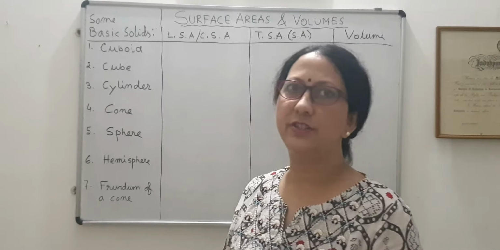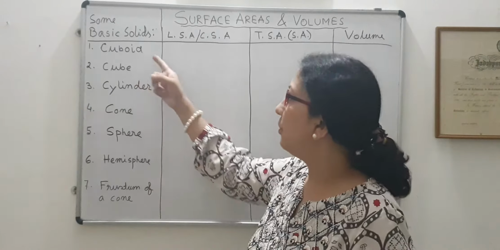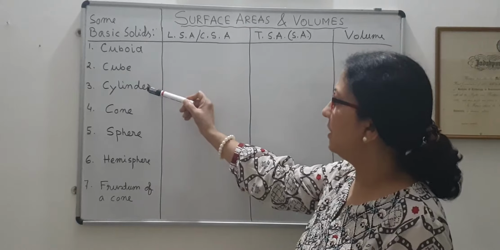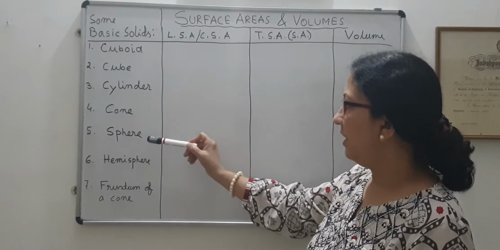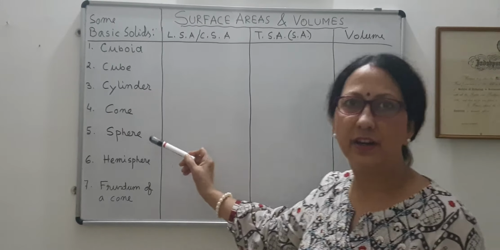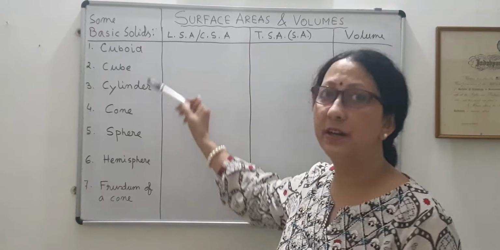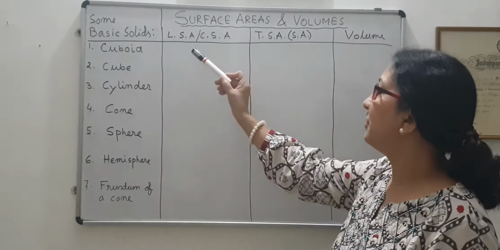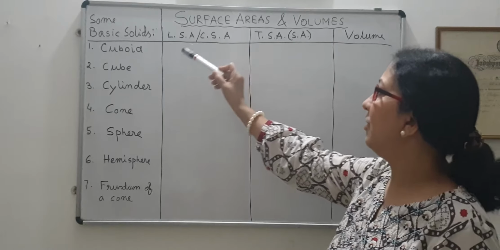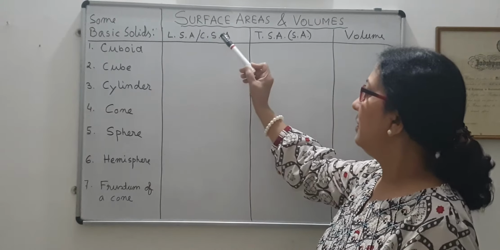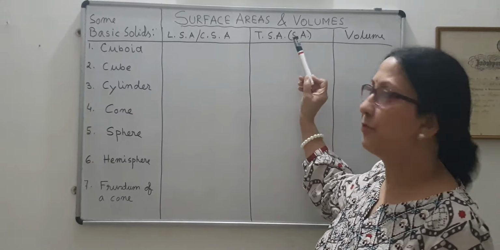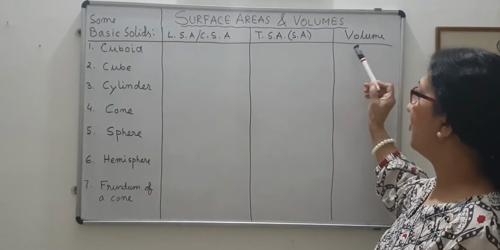So the basic solids that you learned were cuboid, cube, cylinder, cone, sphere, and hemisphere. These are familiar to you. Now let us write down the formulas for lateral surface area of cuboid and cube, curved surface area for the others, and total surface area or surface area, and then lastly the volume.